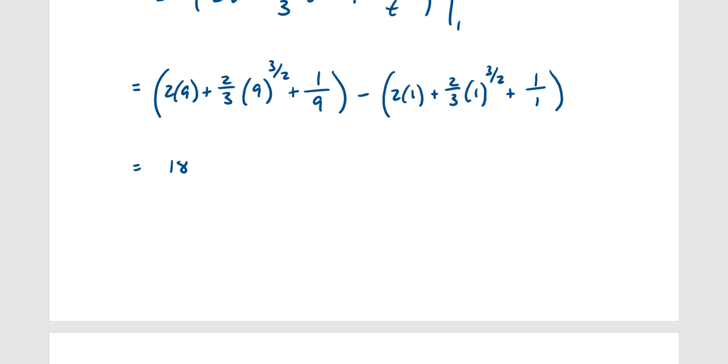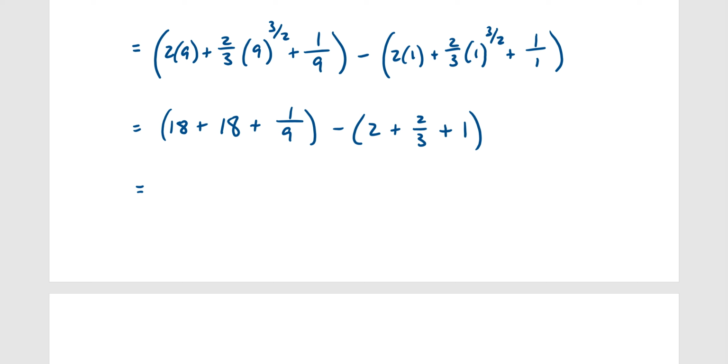This is going to be 18 plus 9 to the 3/2. What you could do is the square root of 9 is 3. And then 3 cubed is 27. 27 divided by 3 is 9. 9 times 2 is 18. So we should be able to do that one in our head. It's just doing one little step at a time. And then plus 1/9 minus 2 plus 2/3 plus 1.